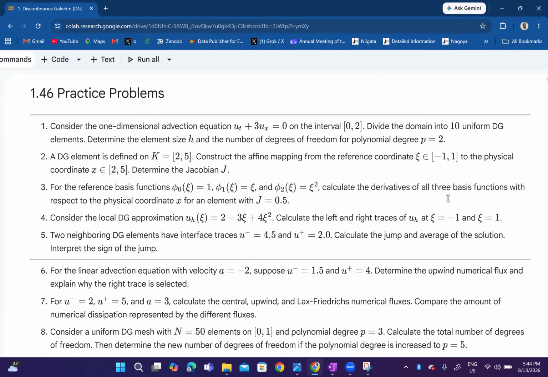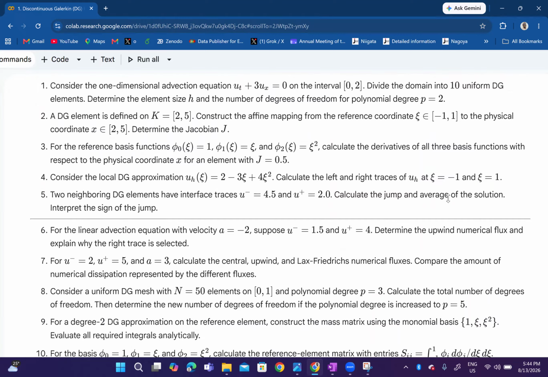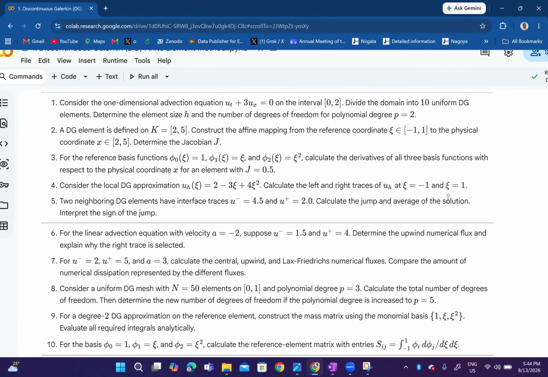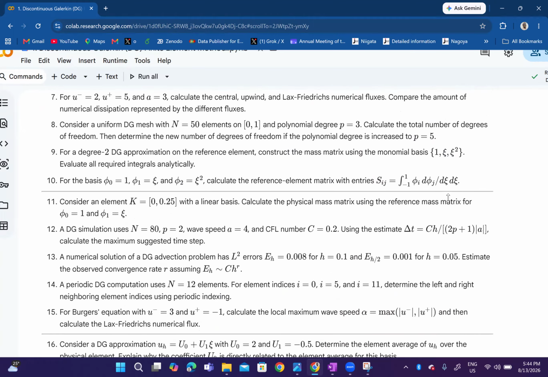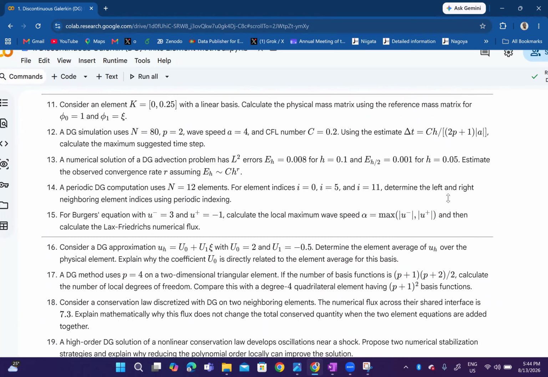From here, you can see questions 1 to 10, let me see if I can fit them at once. Then we have 11, okay, maybe not everything together. You can see 11 to 18 clearly here, and then the rest.